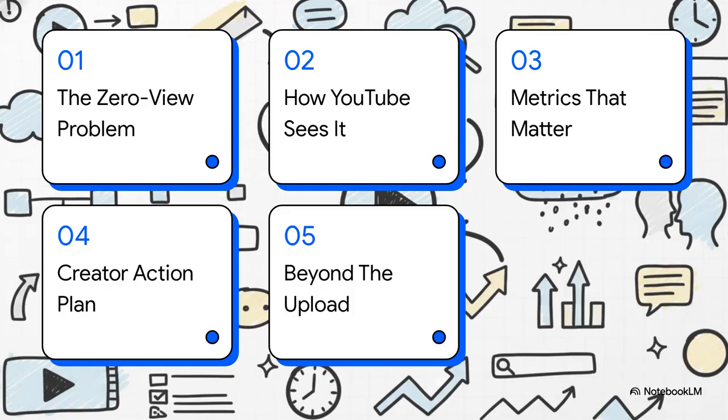Here's our game plan. We'll start by decoding how YouTube actually sees your video. Then we'll get into the metrics that really matter, lay out a clear action plan to get those views, and finally, we'll talk about the long-term mindset you need for success.